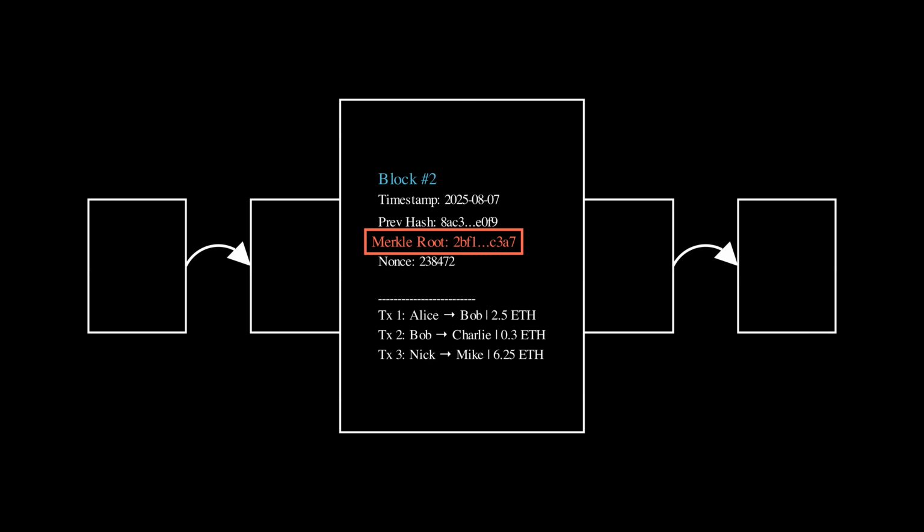Imagine you had a stack of thousands of receipts from a store. You want to prove later that one specific receipt was really in that pile without showing all of them. The Merkle root works like a master fingerprint for all those receipts. It's created using a special data structure called a Merkle tree. Here's how it works step by step.